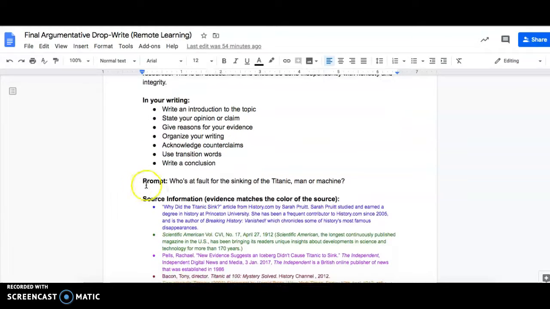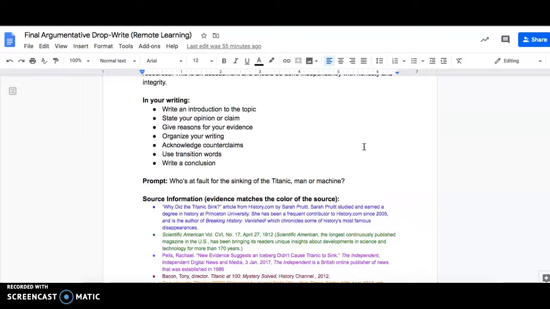Okay, continuing on, these directions tell you to make sure you include these things, and then you get the prompt. So the prompt is, who's at fault for the sinking of the Titanic, man or machine? If you know Miss Yamshawn, she is a super big Titanic aficionado, so she actually came up with this prompt, and we're really excited about it. So you're trying to figure out, whose fault is it that the Titanic sank? Was it because of someone on the ship, like a person caused it to happen, or was it the actual machine or the ship itself that was faulty?